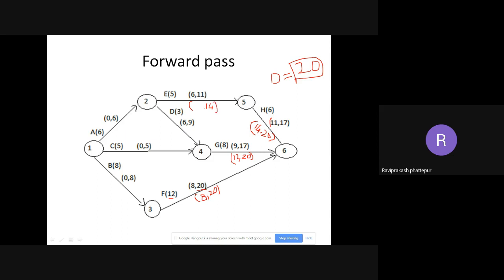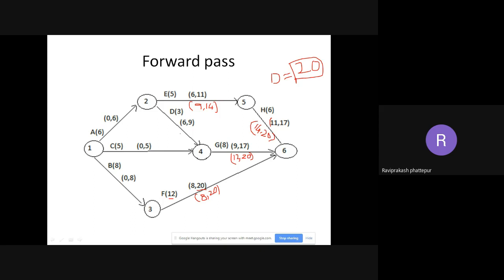Okay, comma. What is the duration? 5. So 14 minus 5 is 9. So this is 9 comma 14. So coming to D, G is there after that. So when will G start? It is 12. So the ending of D will be 12.